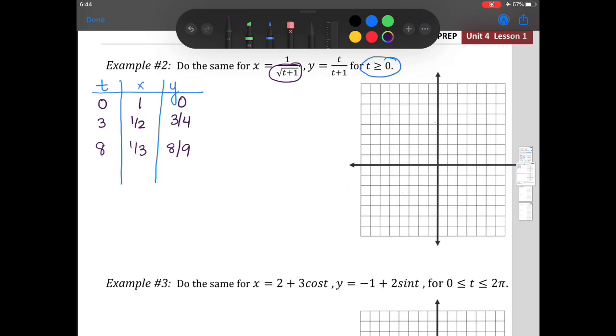You can keep going on. The next number I would pick is 15 for t, right? And I will get 1 over 4. Do you see that? And this would be what?